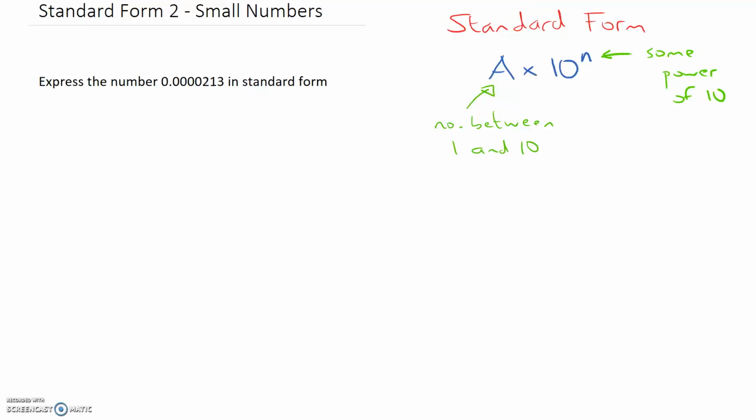Okay, so last time we looked at using standard form to represent large numbers. Today we're going to try and use it to represent small numbers, numbers less than 1. So what did we say about standard form?